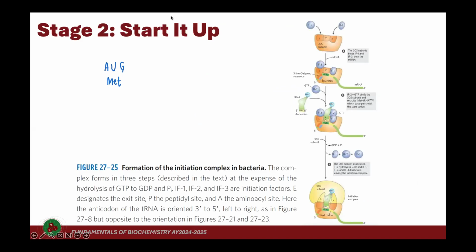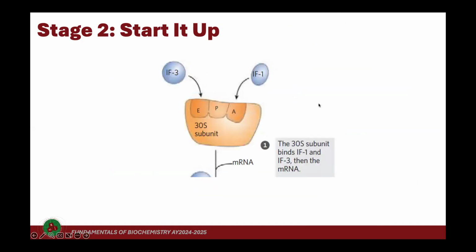Okay, so for the initiation step, again, we need the initiation factors, right? So this is the overview, and we will be going through each step. So in the first step, you have initiation factors 1 and 3 binding to these sites. By the way, there are three sites in your ribosome. We have the A, which stands for aminoacyl. We have the P for peptidyl or peptide, and we have E for exit.